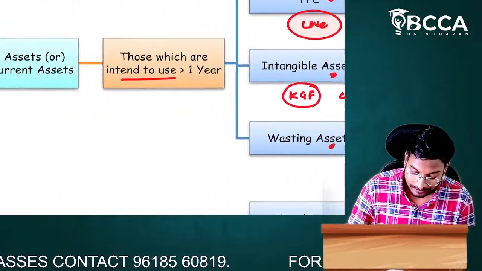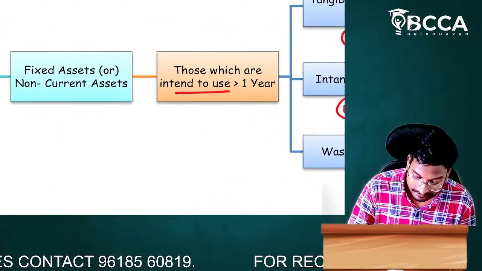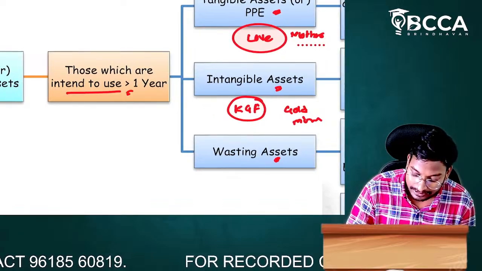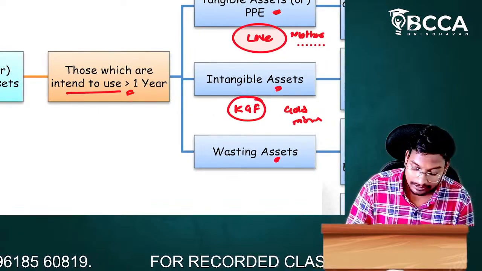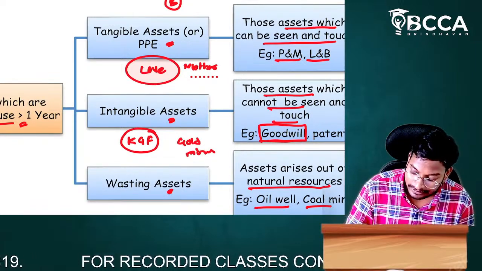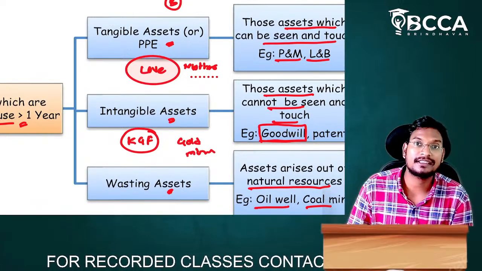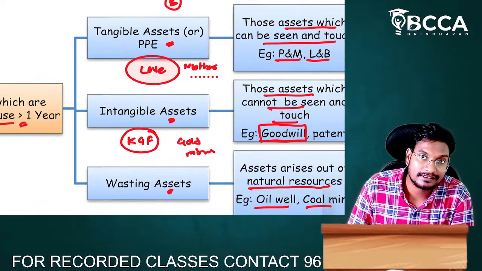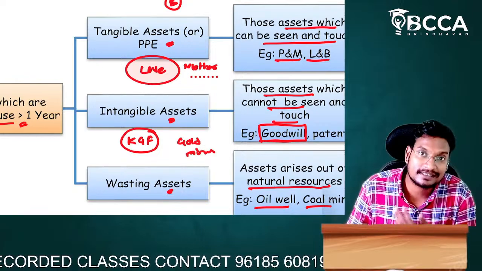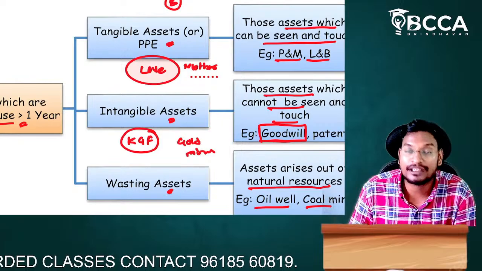Once again, fixed assets are non-current assets. Those which are intended to be used for more than 1 year. In this, we have 3 types: tangible assets, intangible assets, and wasting assets. Tangible asset means which we can see and touch, but we cannot feel it. Intangible means which we cannot see and cannot touch, but we can feel it.